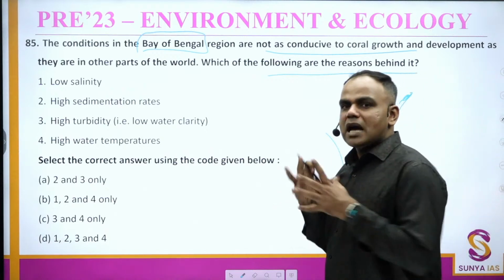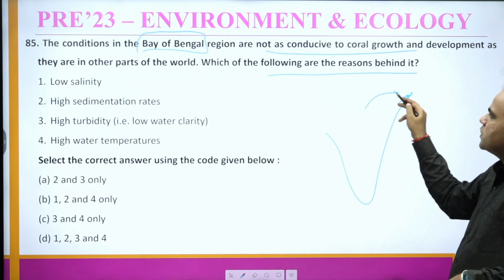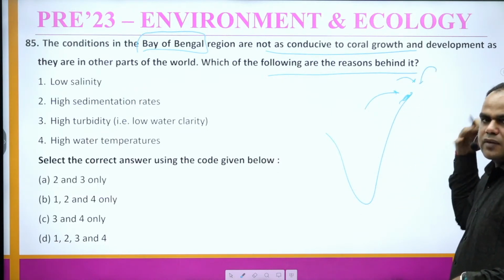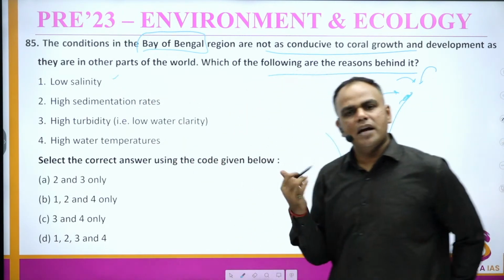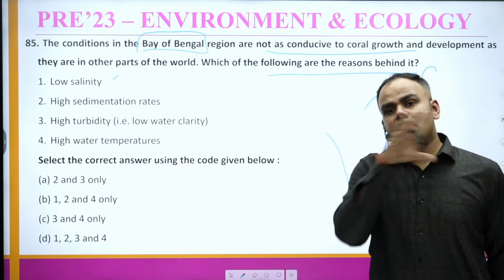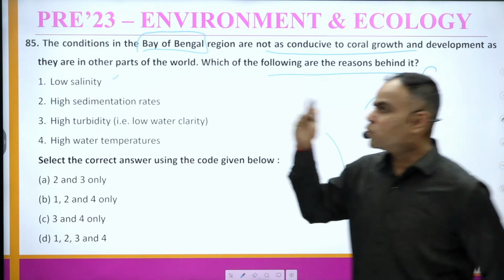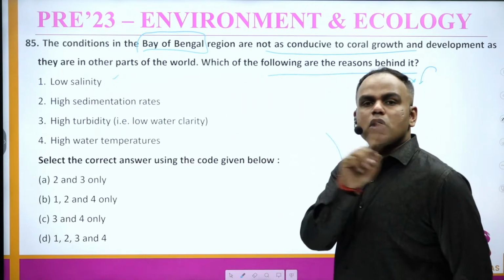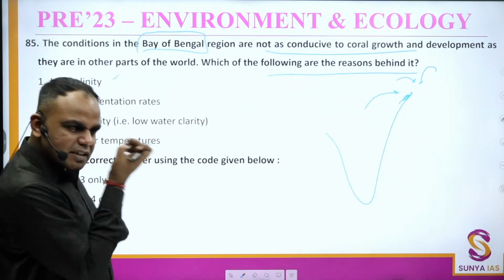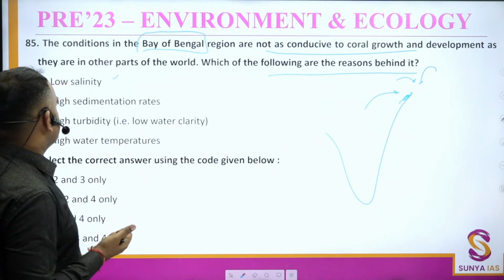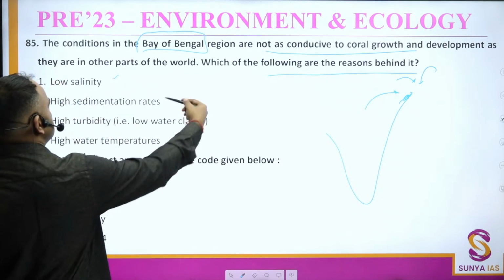Number one, it has low salinity. Now, why would there be low salinity? There can be a lot of fresh water coming from a lot of rivers, so maybe because of that. So yes, this is correct. High sedimentation: again, the rivers Ganga and Brahmaputra bring a lot of sediments. When there are a lot of sediments and low salinity, this will not be conducive for coral growth. For corals to flourish, they need some salinity, and they require less turbidity and lower water temperatures. So this is true, this is true.